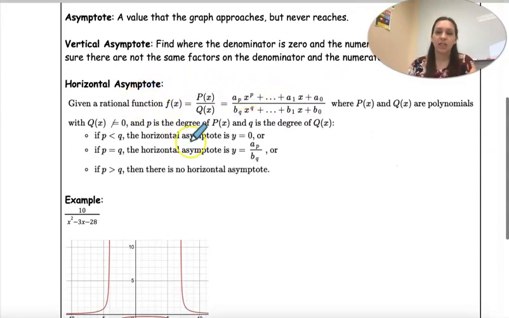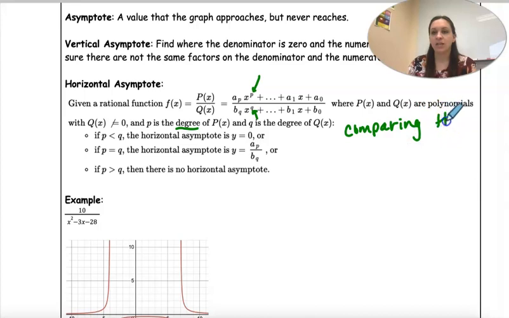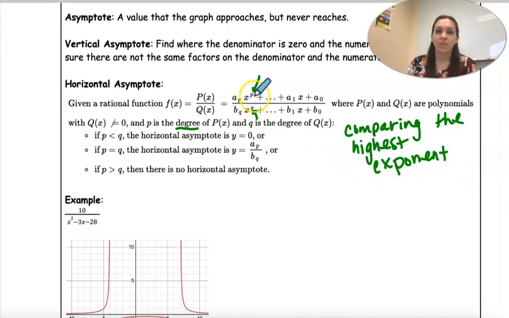Horizontal asymptotes, this is kind of scary, but it's saying if we have a rational function, p of x and q of x, we're looking at the degree. The degree is the exponent, the highest exponent. That's what a degree is. So we're comparing the highest exponent of the numerator and of the denominator. We would say p is the numerator and q is the denominator.